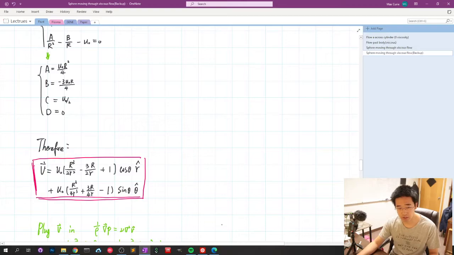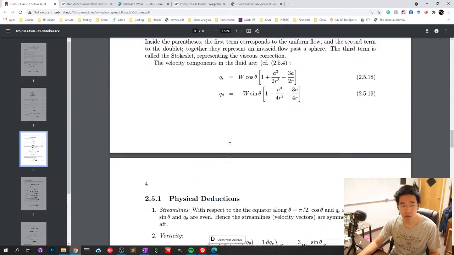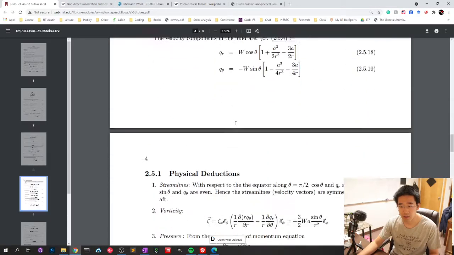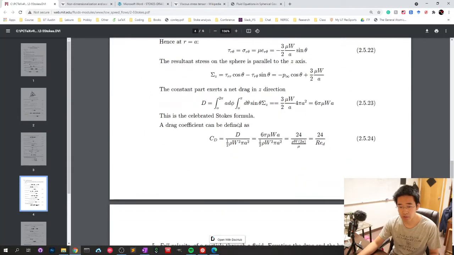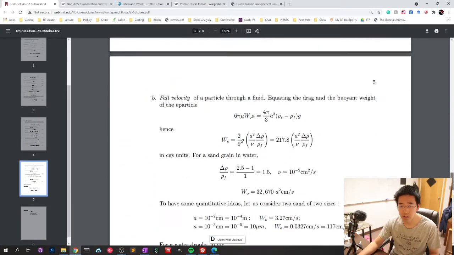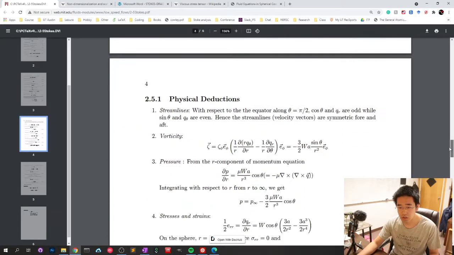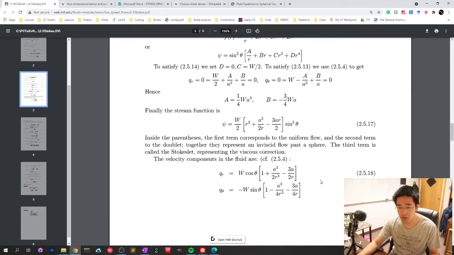This is the velocity flow, and you can check back to the MIT derivation they have, and they have it somewhere. There we go.